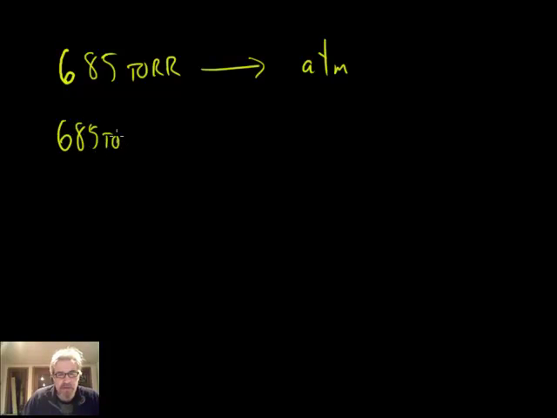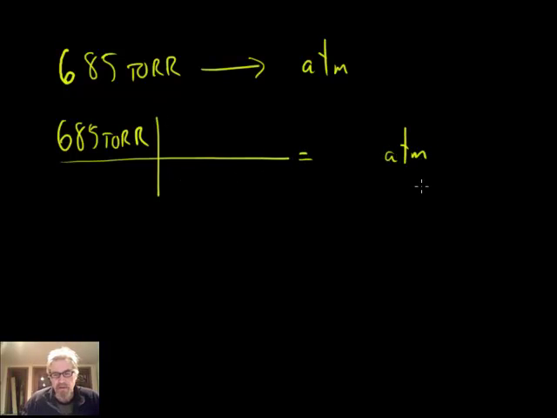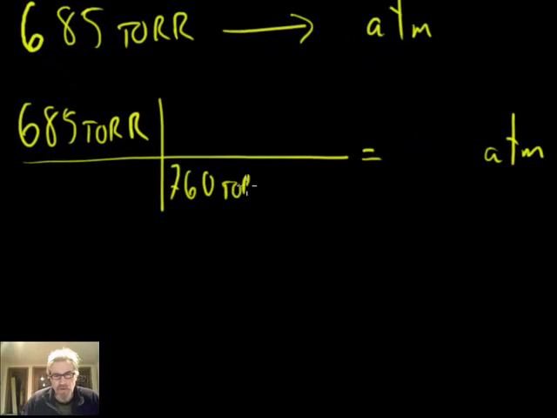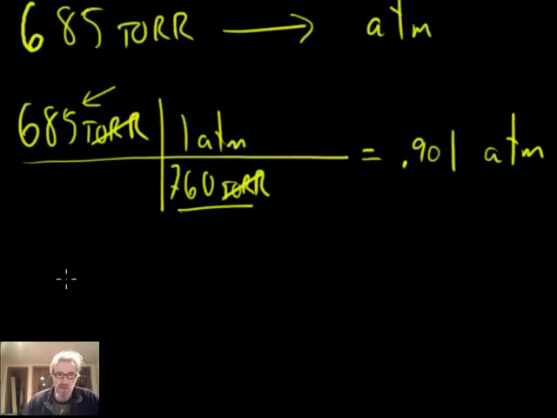Starting out with 685 torr, remember with dimensional analysis, I want to multiply by some factor that's going to change this into the unit that I want, which is atmospheres. Well, if I think back to the definitions that I had earlier, I remember that there are 760 torr in one atmosphere. And if I put the torr on the bottom, they cancel, and so I'll get atmospheres. I do my arithmetic, I find out that I have 0.901 atmospheres.